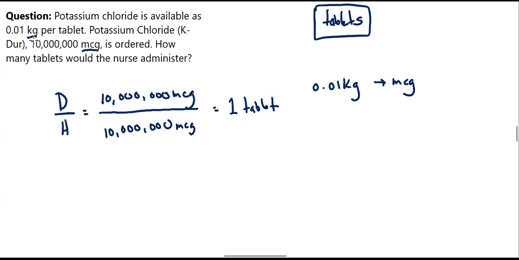Apparently, 0.01 kilograms is the exact same as 10 million micrograms. And then once I find my answer, I can double check it to see if it makes sense. Is 1 tablet reasonable? Yeah, that's reasonable. That's fine. So then we can move on to another question.